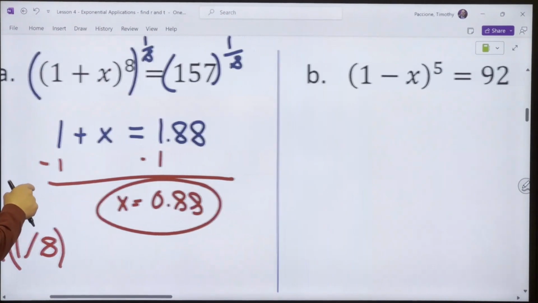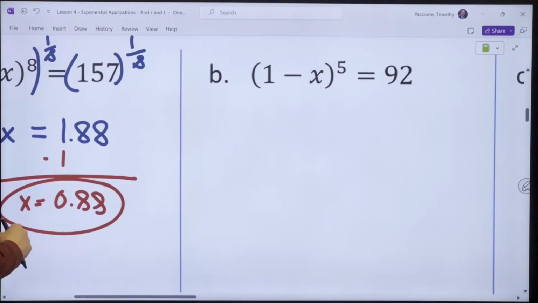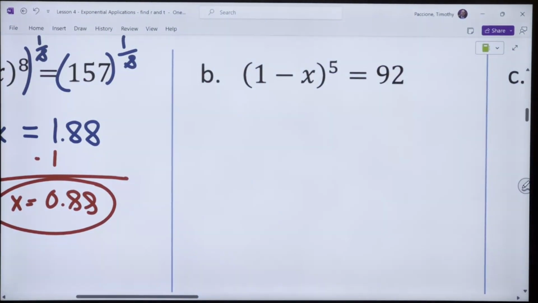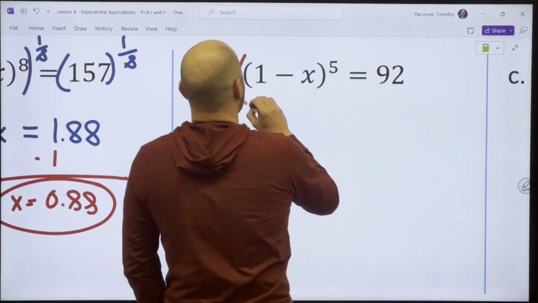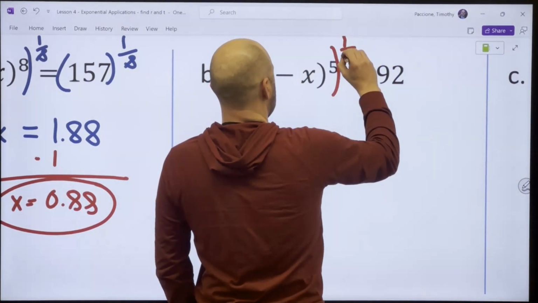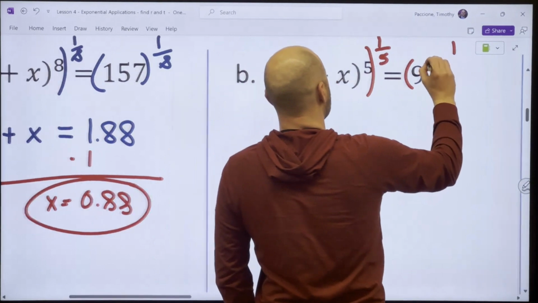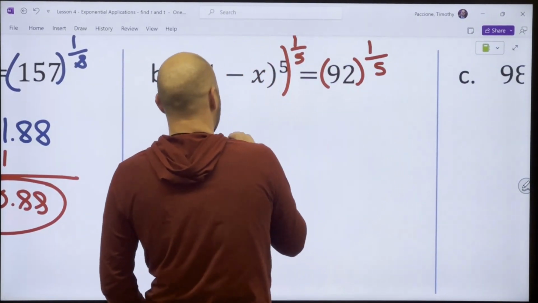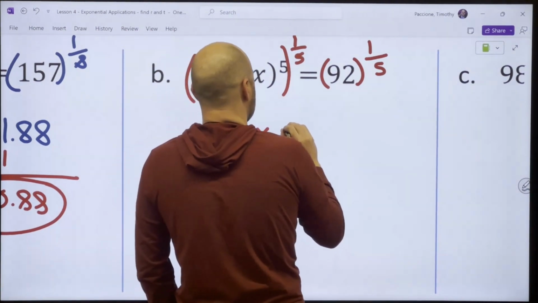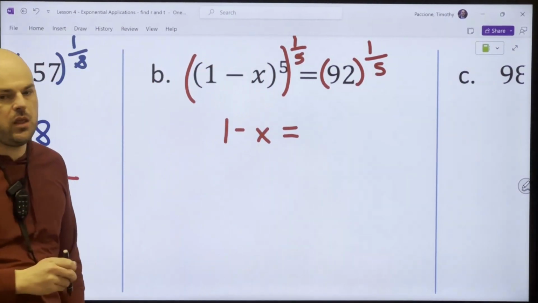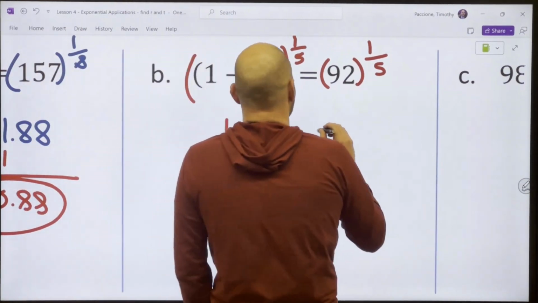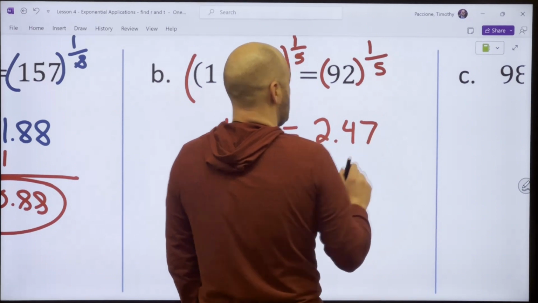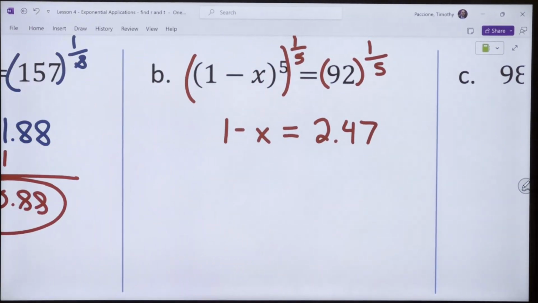This next one is similar, but there's a little extra step at the end. If I have something being raised to the 5th, then I need to undo that. I will raise it to the 1/5, and that to the 1/5 as well. And I get 1 minus x equals, and what is 92 to the 1/5? 2.47. Use your parentheses. Okay.